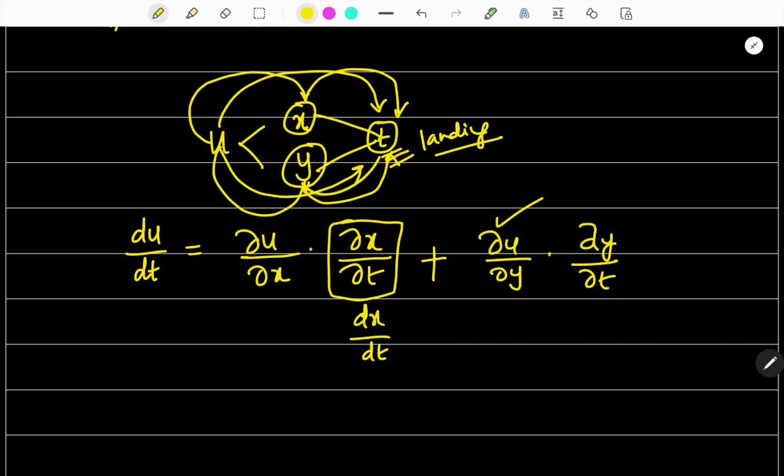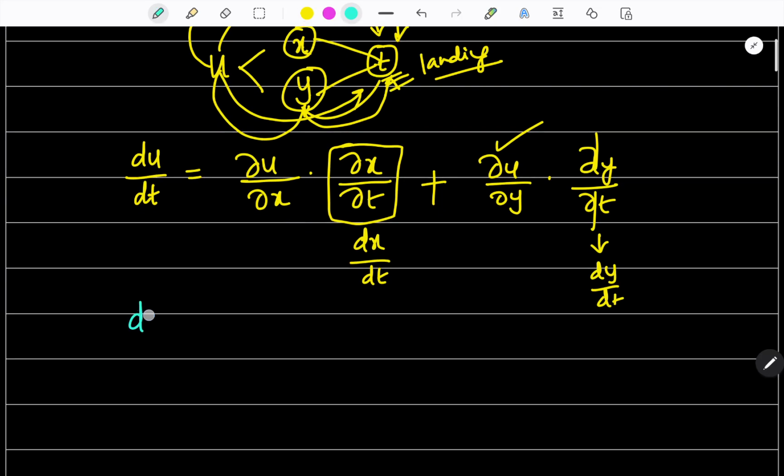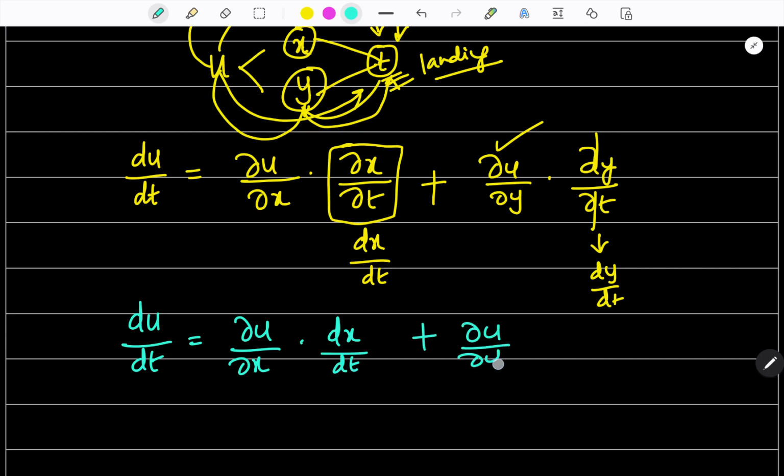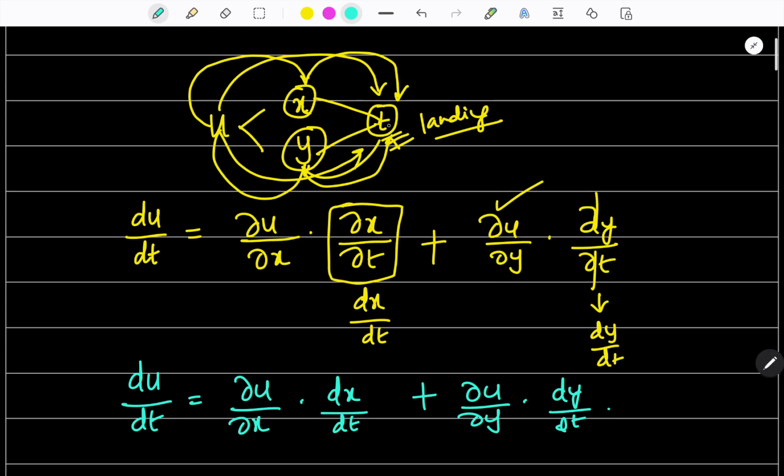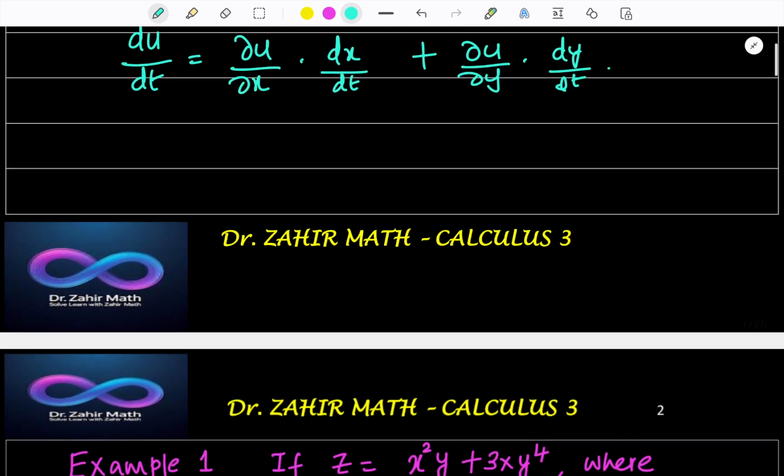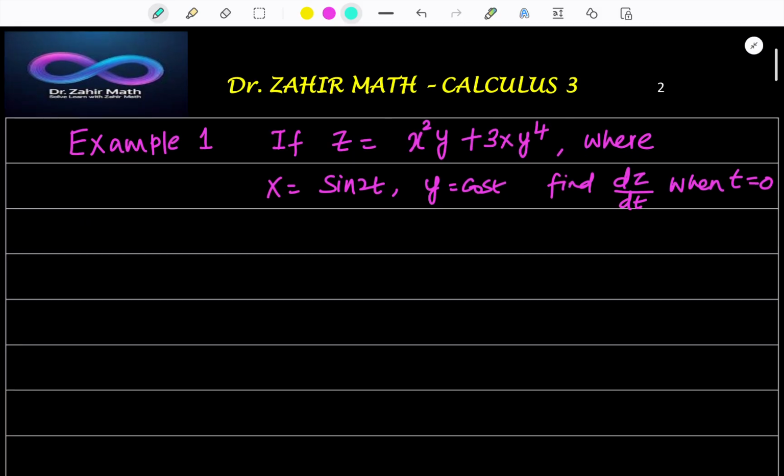Since there is only one variable, there is no chance of getting dou, so you'll be using dy by dt. So what will be the final formula? The final formula is du by dt equals dou u divided by dou x times dx divided by dt, plus dou u divided by dou y times dy divided by dt. It means you have to reach this destination by this way plus by this way. So this is the main idea of the chain rule questions we are going to do in this module 2.